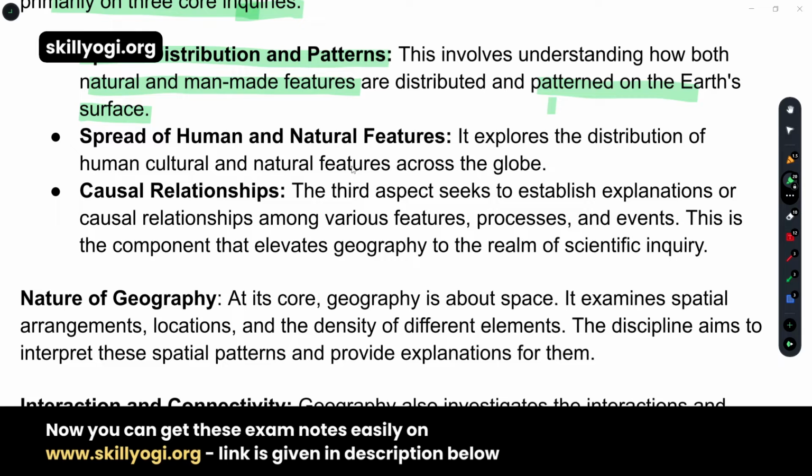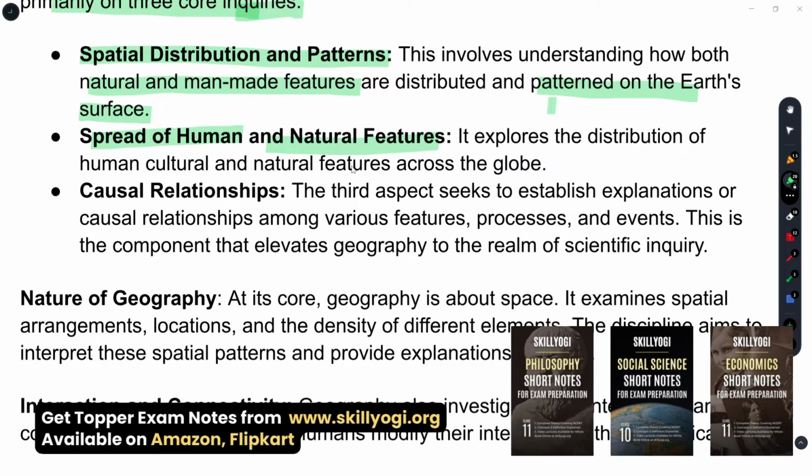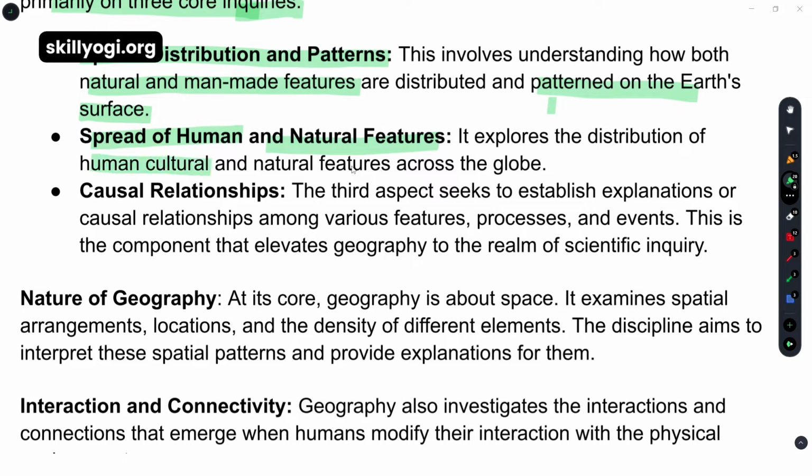Come to the next topic of the features. Spread of human and natural features. Spread of human, that means where those are located, where it's spread out. It explores the distribution of human cultural and natural features across the globe. Where these are located, where these are situated, the whole places are considerable.